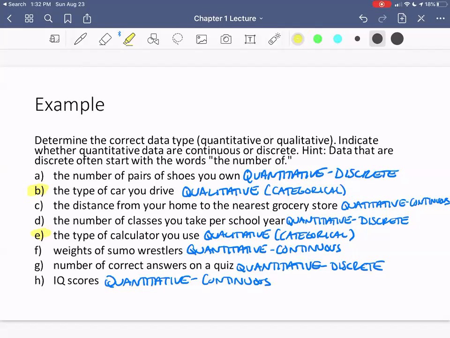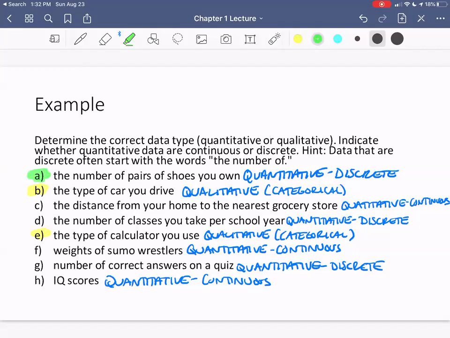Then letter E says the type of calculator you use. So what type of calculator are you using? Are you using your phone? Your iPad? A tablet? Are you using Desmos? Are you using an actual calculator, a TI-30, a TI-84, a TI-86, or a TI Inspire? These are all the categories you would put it in. You cannot measure it based off actual values. Now we're going to look at quantitative, and I want to look at discrete first.